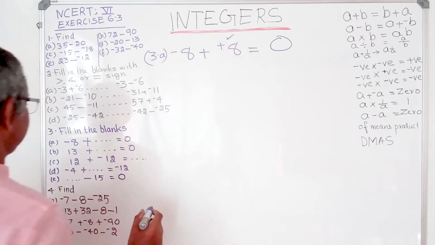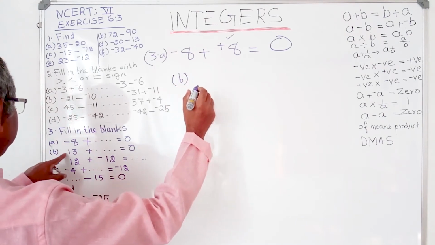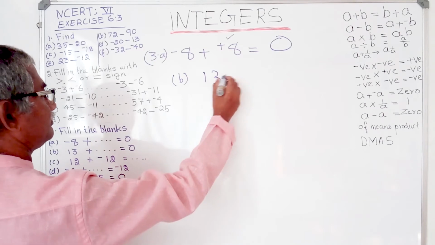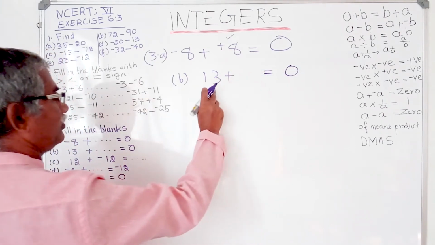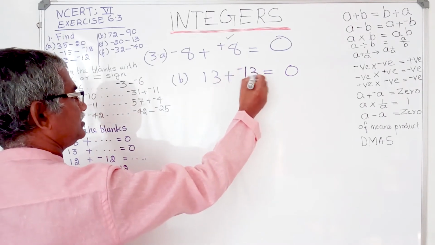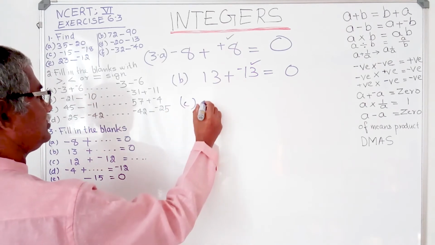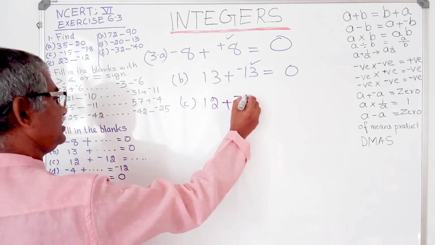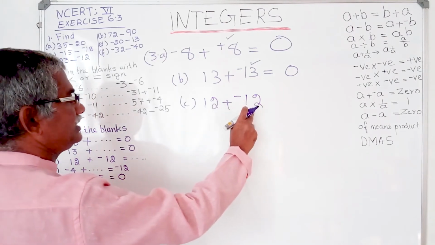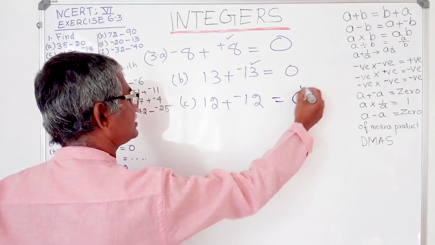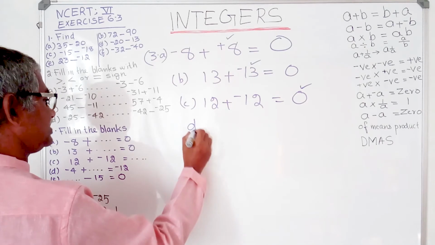This is the answer. Second one, B. Question number B. 13 plus its additive inverse, getting 0. 13 positive, its additive inverse negative. C. 12 plus negative 12. An integer plus its additive inverse, getting 0. C.